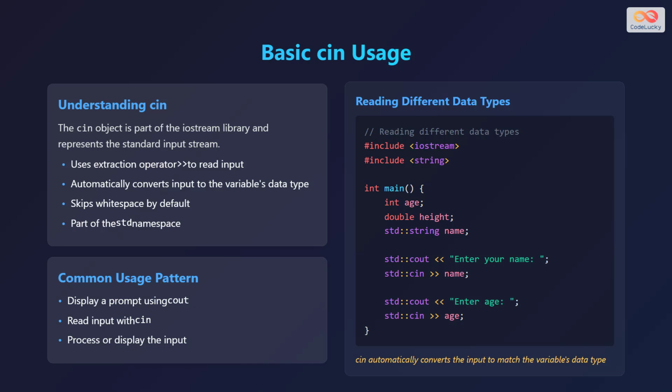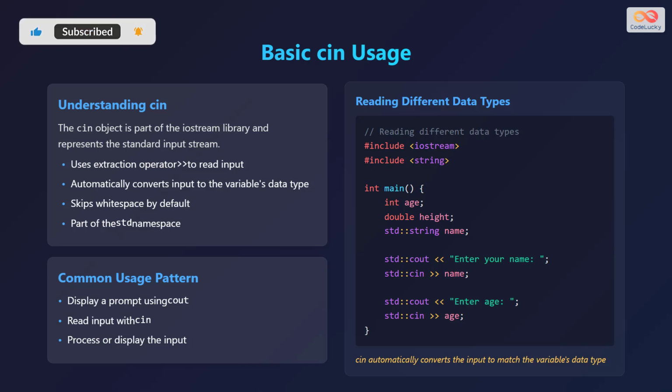Let's start with the basics of using cin in C++. The cin object is part of the iostream library and represents the standard input stream, which is usually the keyboard. To read input, we use the extraction operator, which looks like two greater than symbols. cin automatically converts the input we get to match the data type of the variable we're storing it in. Also, it skips any whitespace like spaces or tabs by default.